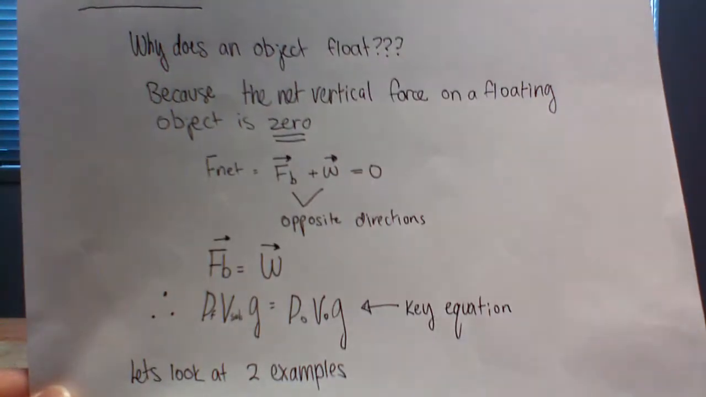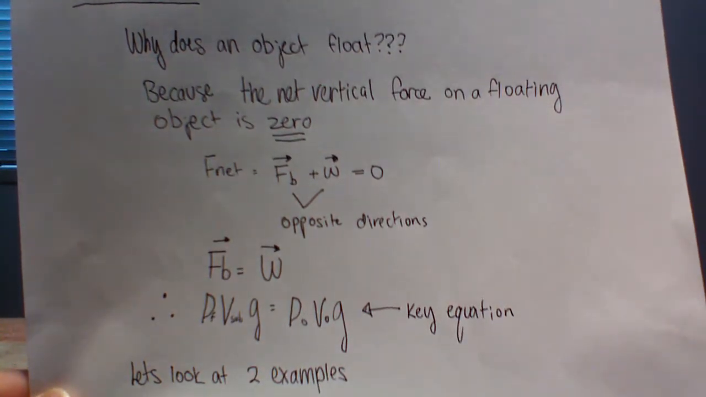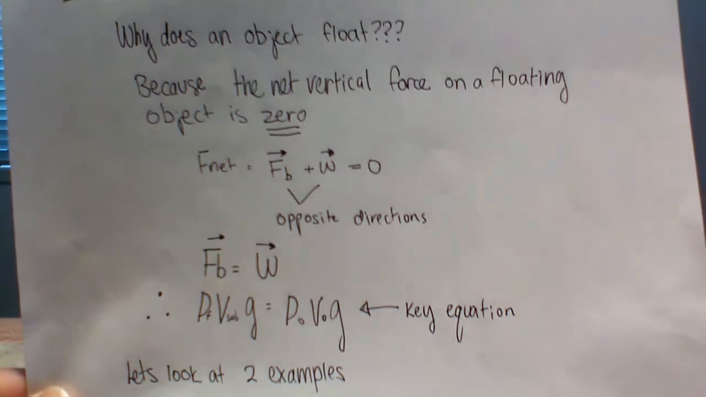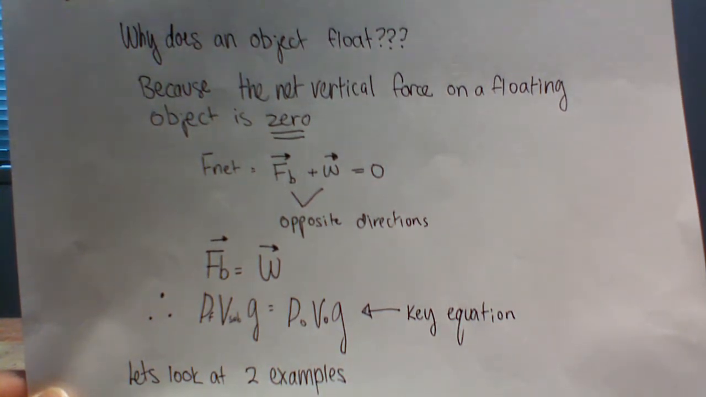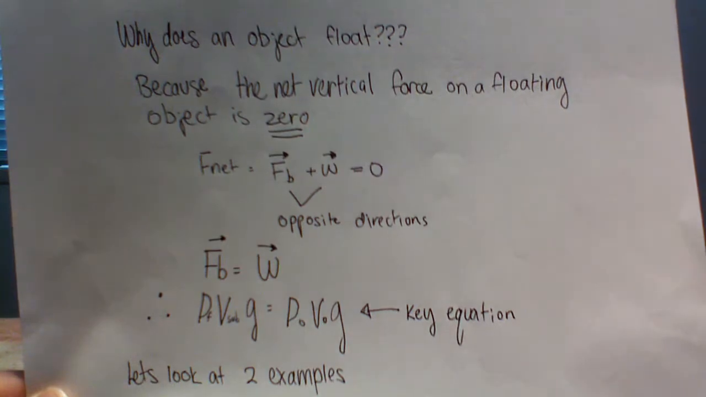Therefore, we can say that the density of the fluid times the volume submerged times gravity is equal to the density of the object times volume of the object times gravity, and this is also another key equation. Let's look at two examples.